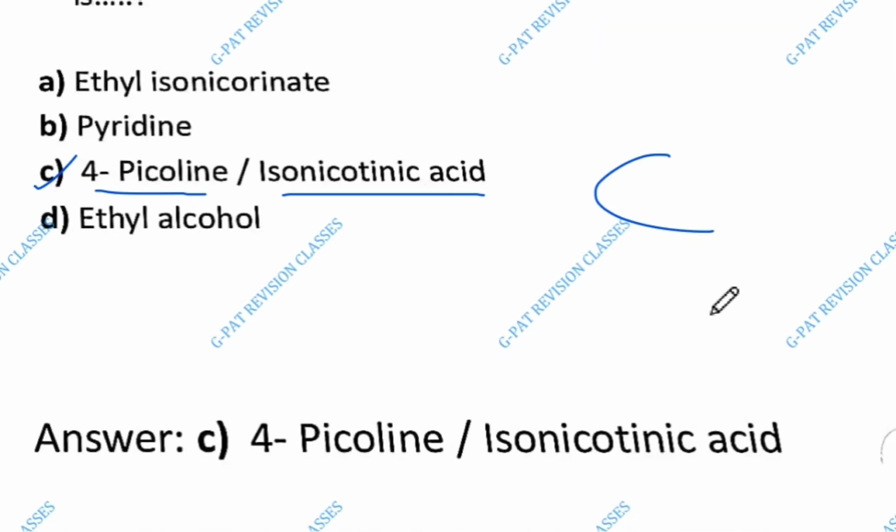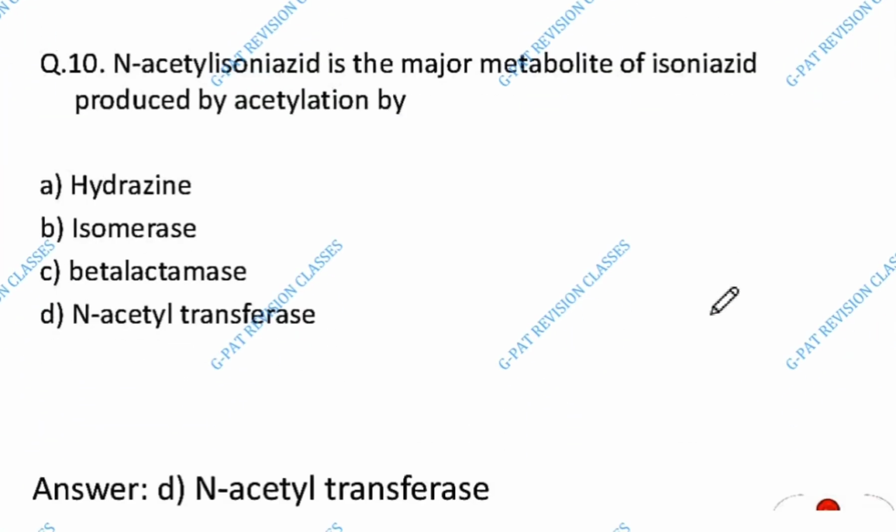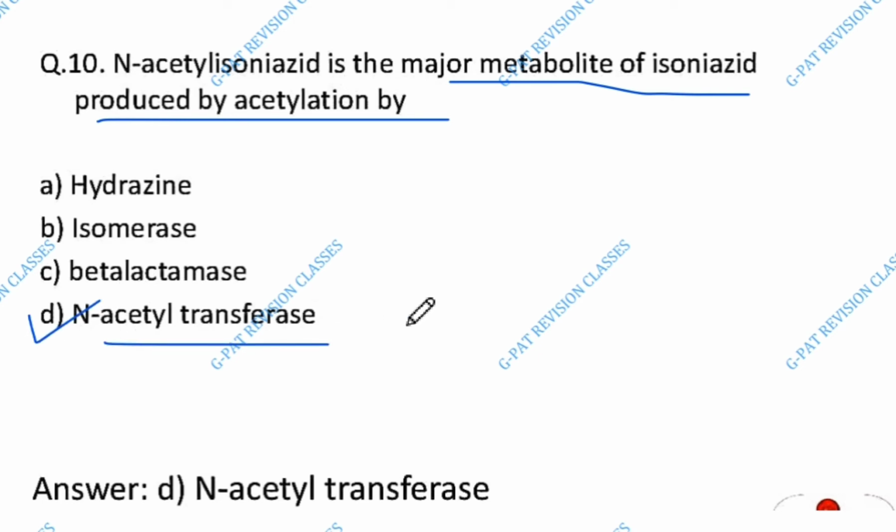Next is question number 10. N-acetyl isoniazid is the major metabolite of isoniazid produced by acetylation by N-acetyl transferase. The answer is D.